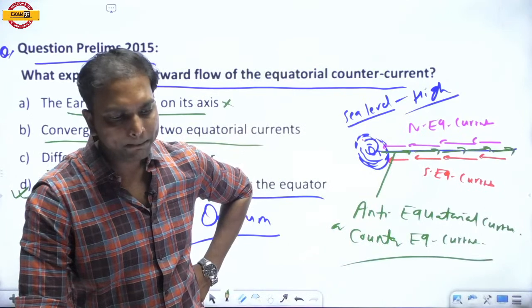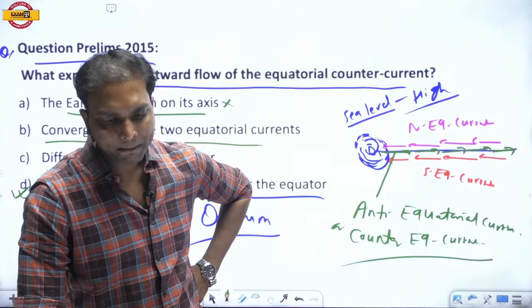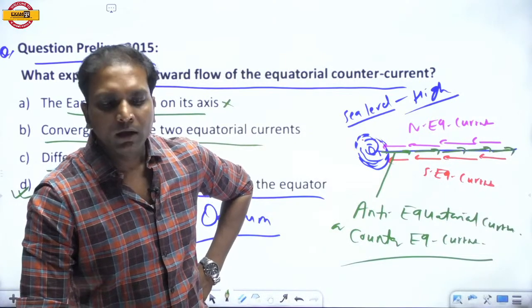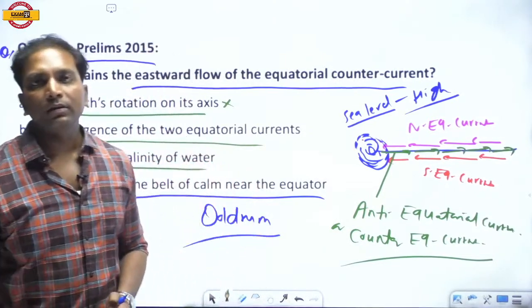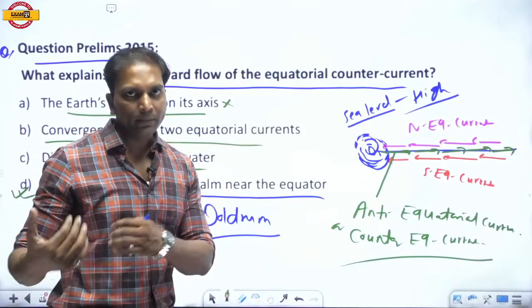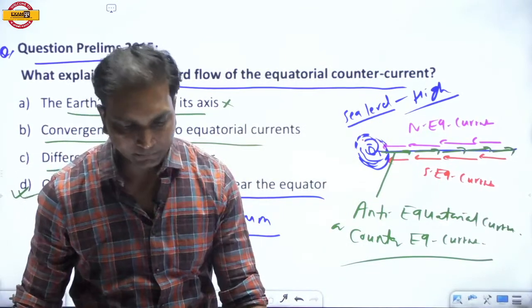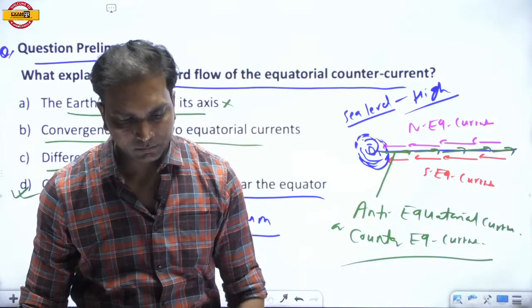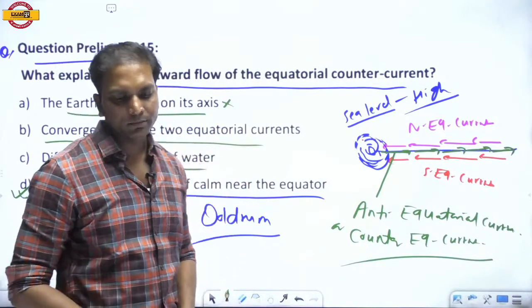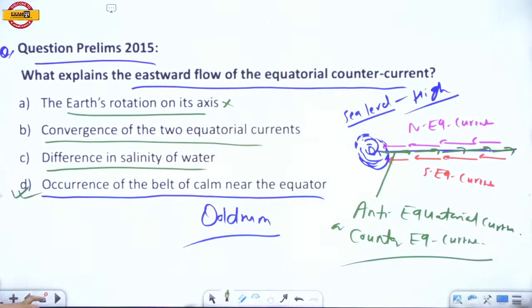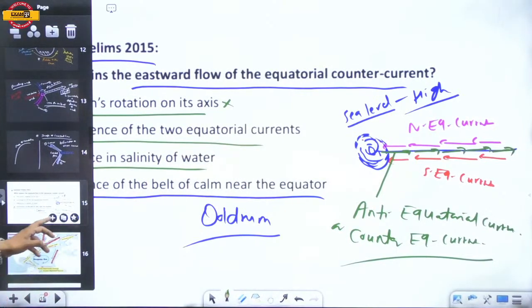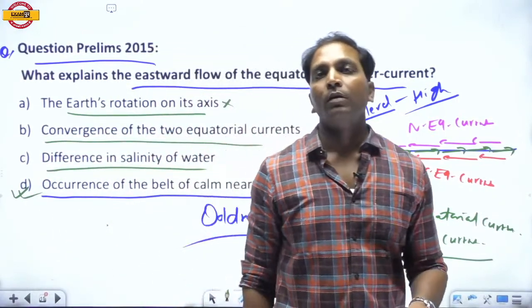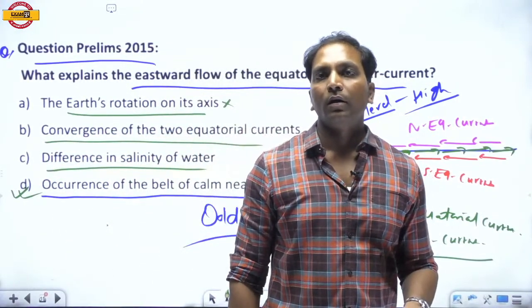Is it clear? Rahul, have you got it or not? How the counter-equatorial current is generated in this region, in between the north and the south equatorial current. So that is what we have explained, the origin of currents.